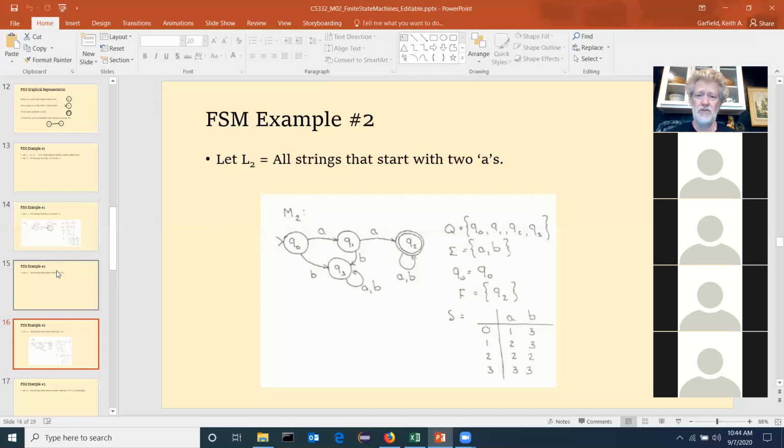If I'm in Q0 and I get an A, I go to Q1. That matches the picture. If I'm in Q0 and I get a B, I go to Q3. Yeah, that matches the picture. Now, when I'm grading these, if your machine is incorrect, but the tabular form that you present matches the machine, you get full credit for that tabular form. I'll knock off some points for the machine, but I'm not going to knock off the points twice, because if your tables match the machine, you did exactly what you were supposed to do.